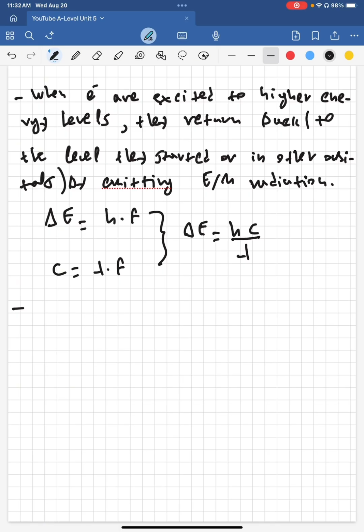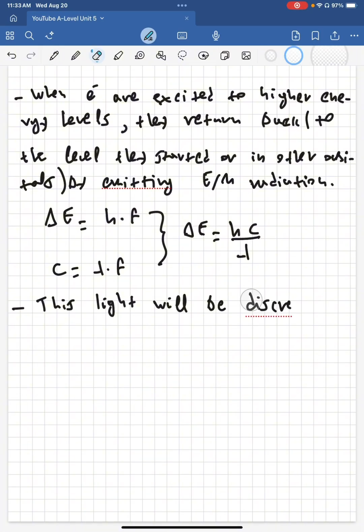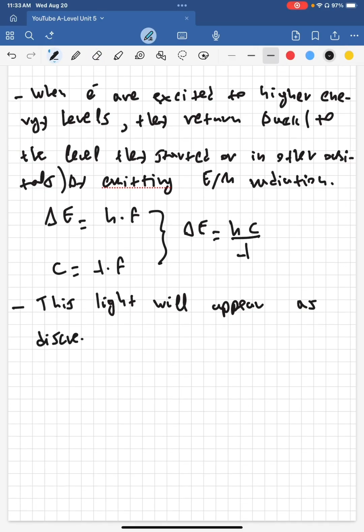So this light, when we have a gas that is excited and then it gets de-excited, will be discrete. Actually, it's better to say this light will appear as discrete lines in the spectrum.